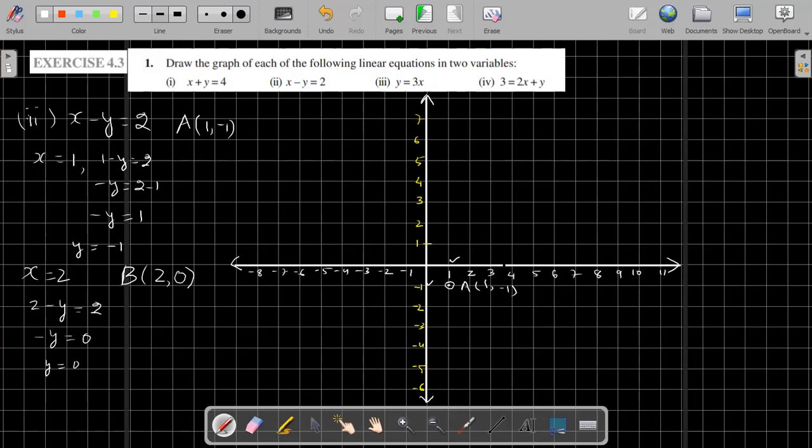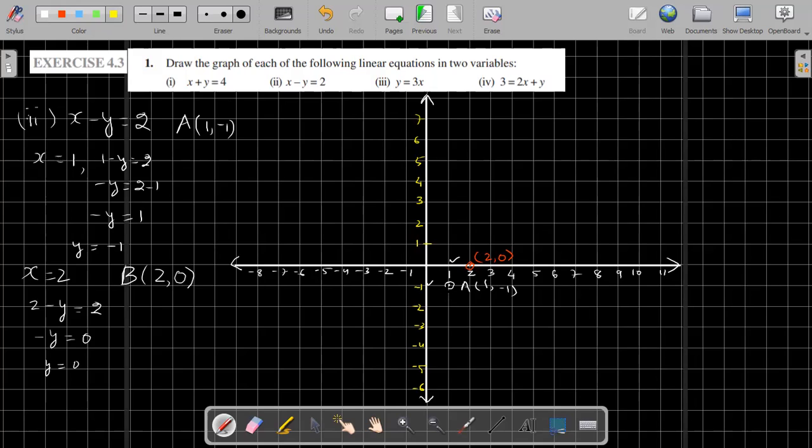Then 2, 0: x-axis 2, y-axis nothing. Y-axis 0 means it should be on the x-axis. The point will be on the x-axis only. That means it will be 2 only. This point is 2, 0. That's all. We got 2 points.